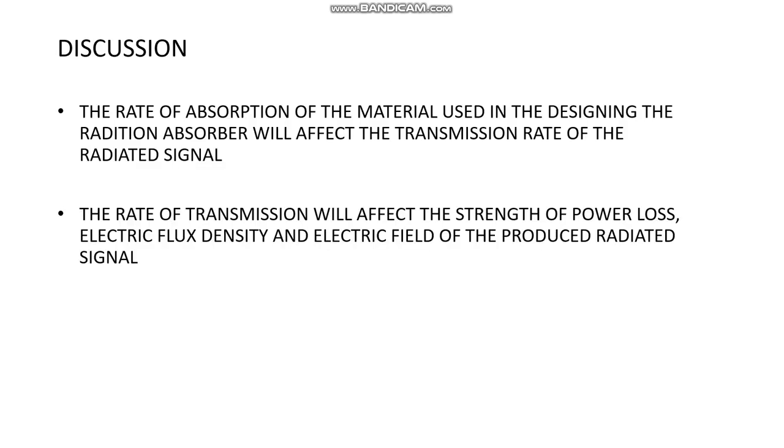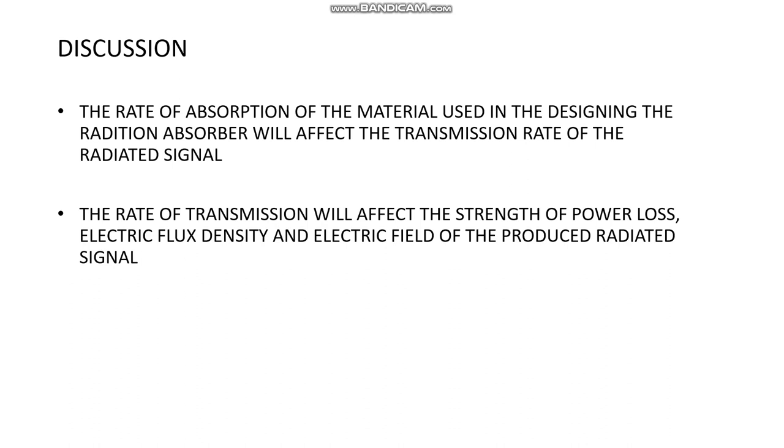From our findings, there are two things we can discuss. First, the rate of absorption of the material used in designing the radiation absorber will affect the transmission rate of the radiated signal. The higher the rate of absorption, the lower the transmission rate of the signal to be penetrated. So it is very important for us to select a high absorption material for our absorbing material to absorb the unnecessary signal.